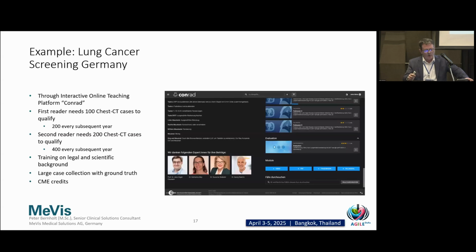And here's an example of the German lung cancer screening exam. I would mention that we have this program in place across the entirety of the German Röntgen Society. They do their CME training out of there. They actually do their board exams out of the platform as well.